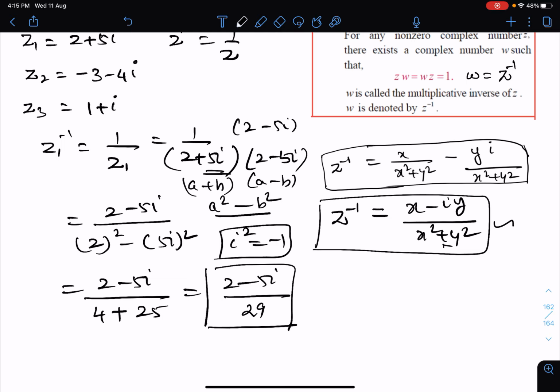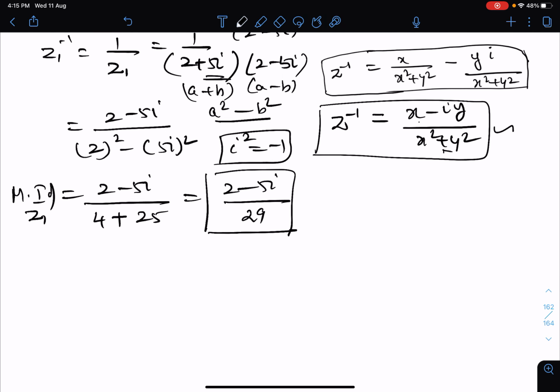Okay, what is the inverse of Z1? It is the multiplicative inverse. You should write it as the multiplicative inverse of Z1. So this is only what they have given as the formula. So see here, x minus iy. So x minus 5y, x is 2 and y is 5. So 2 minus 5y by x square plus y square is going to be your answer. Okay, similarly you are going to go for the next one, the second one.